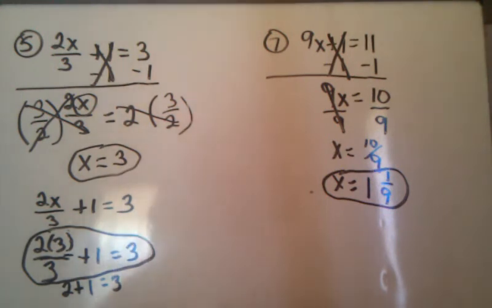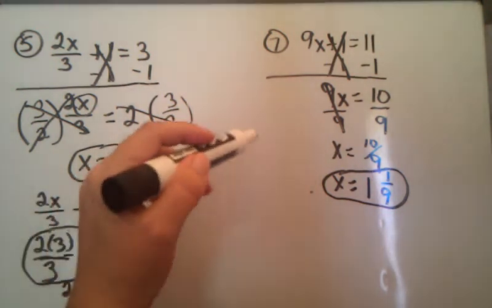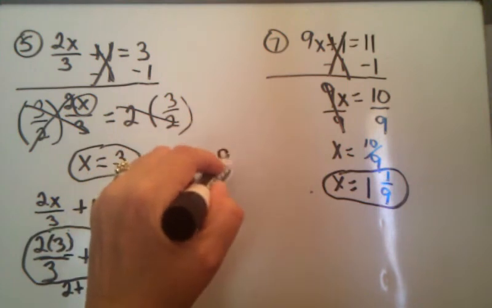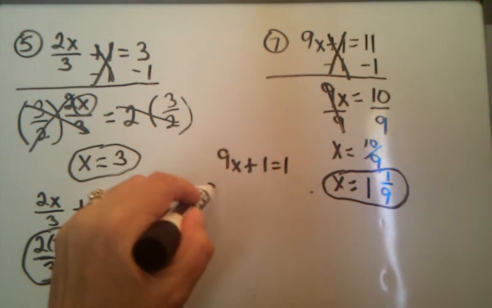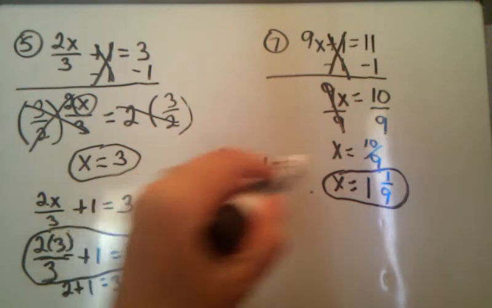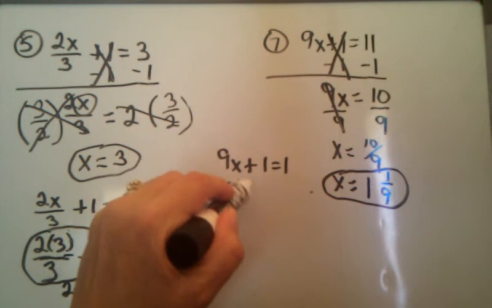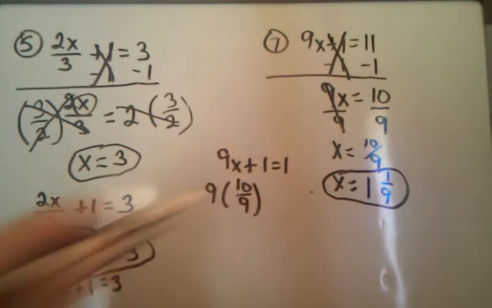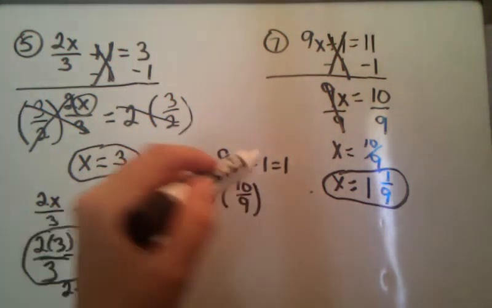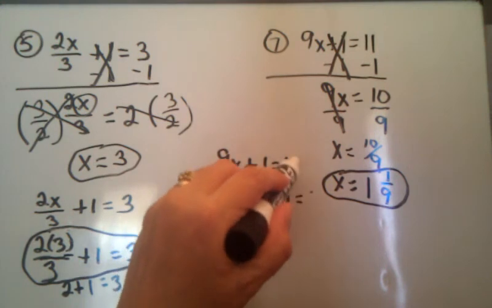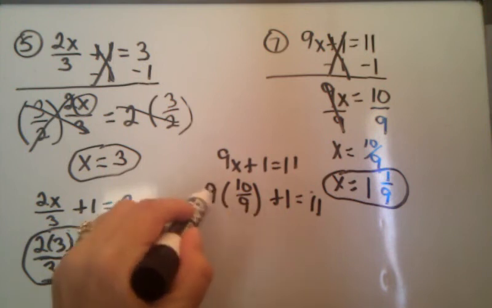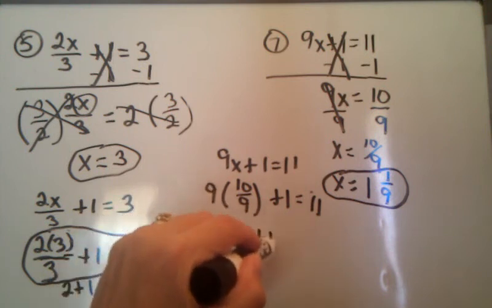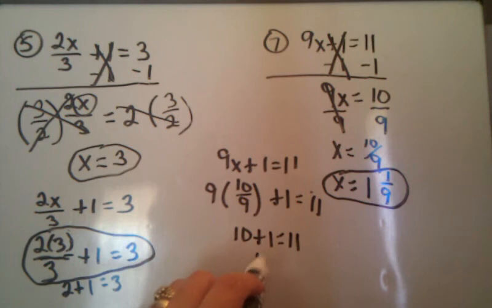Okay, now let's check it. Let's go back to our original problem. We have 9x plus 1 equals 11. 9 times, I'm going to put 10 over 9, plus 1 equals 11. Okay, if I check it, my 9's cancel out, and I have 10 plus 1 equals 11. 11 equals 11, and that's true.